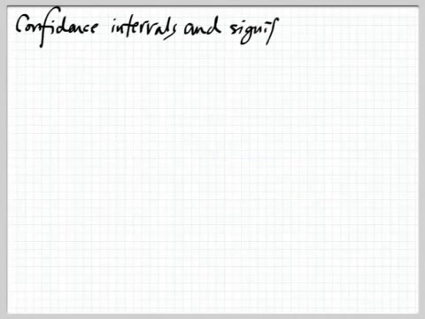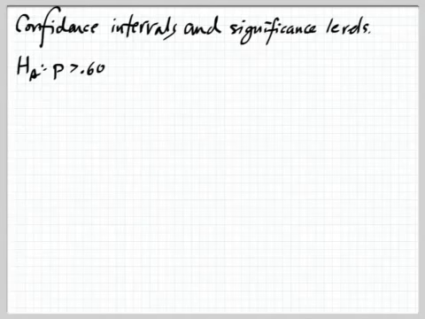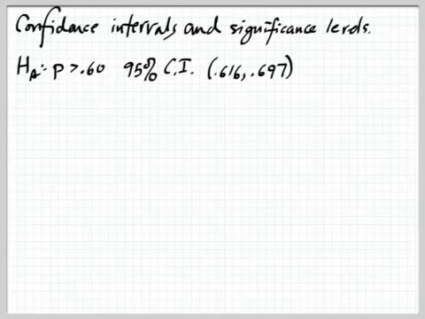So, last thing. I want to talk about the relationship between confidence intervals and significance levels of tests. So, another example. Let's say now we have an alternate of p greater than 0.60. And we compute a 95% confidence interval and we get this, 0.616 to 0.697. So what about now? Could we reject our null and conclude this alternate right here?